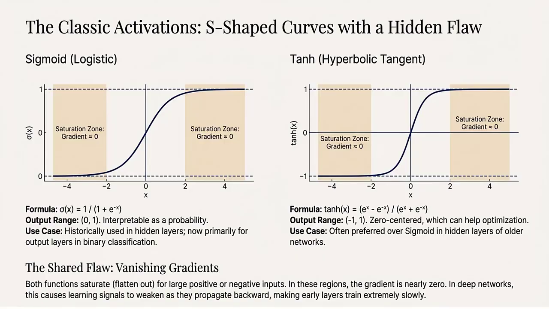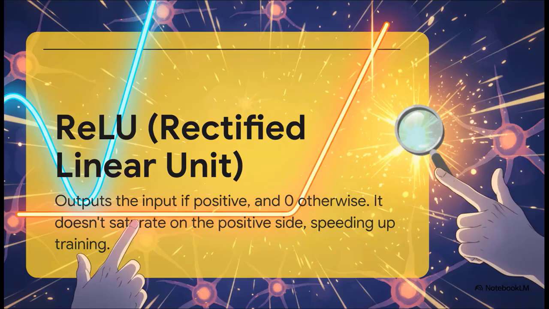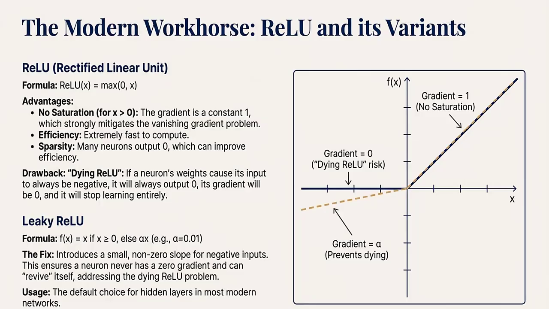And then came ReLU, the rectified linear unit. And this thing was a total game changer. The function is so simple it's almost funny. If a number is positive, you keep it. If it's negative, it's zero. That's it. But the magic is on the positive side. It's a perfectly straight line that never flattens out and never saturates. The learning signal stays strong, which allowed training to be dramatically faster and made truly deep networks finally possible.